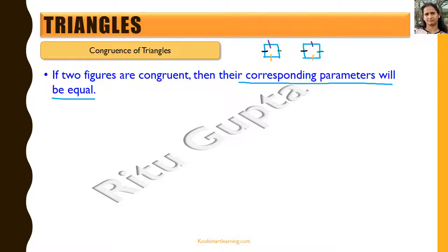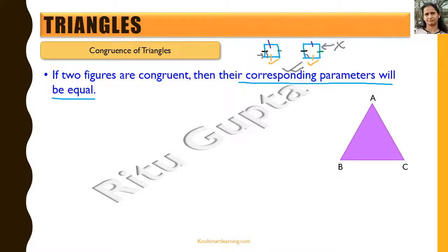So if these two figures are congruent, we can say that their corresponding sides, corresponding parameters would be equal, because now we can say that this angle will be equal to this angle, but we can't say that this angle would be equal to this angle. So this would not be true, because only their corresponding parameters would be equal.